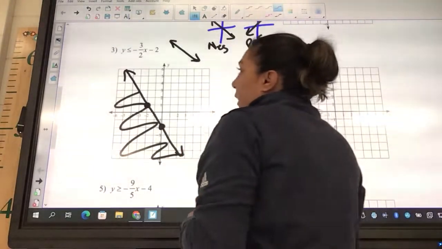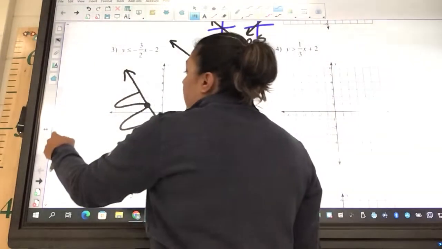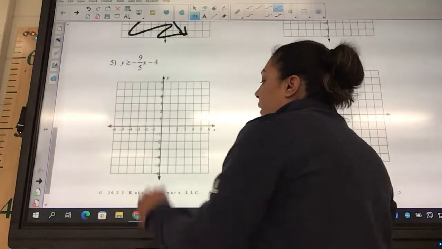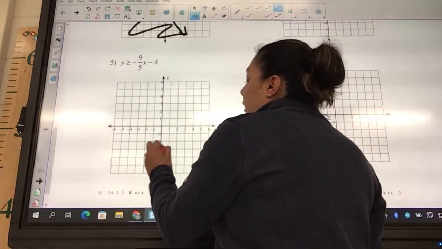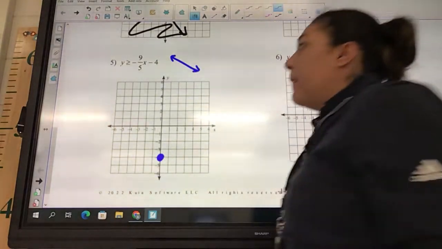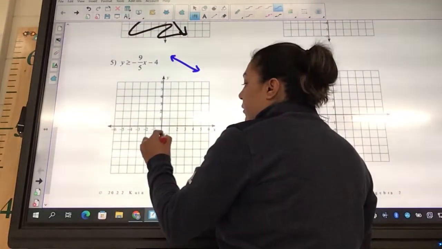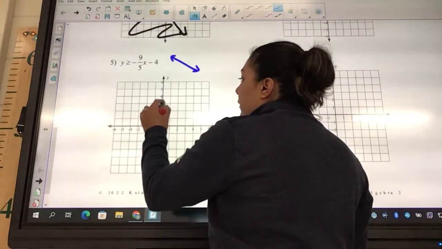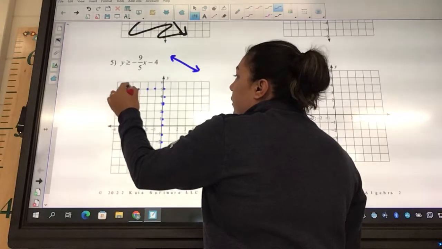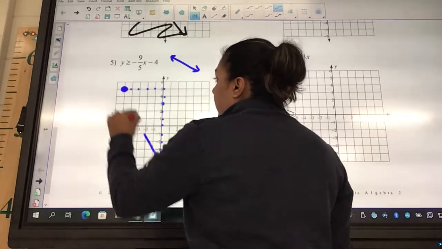Okay, I know I'm going kind of fast, so make sure that you're pausing, taking a second so you can shade or whatever. Okay. Number 5, we start the y at -4. And my line's negative, so it should be going this way. And so it's 9 over 5. 1, 2, 3, 4, 5, 6, 7, 8, 9. 1, 2, 3, 4, 5. Okay, so we got 9 over 5.